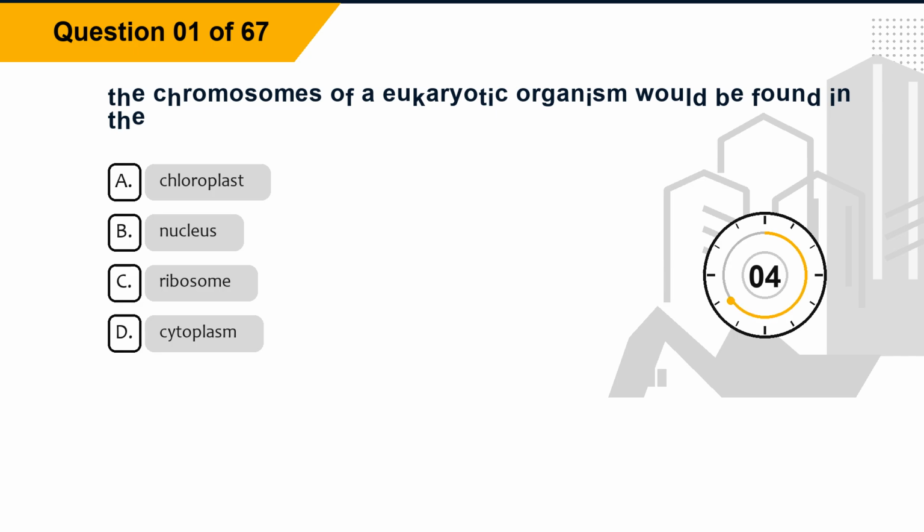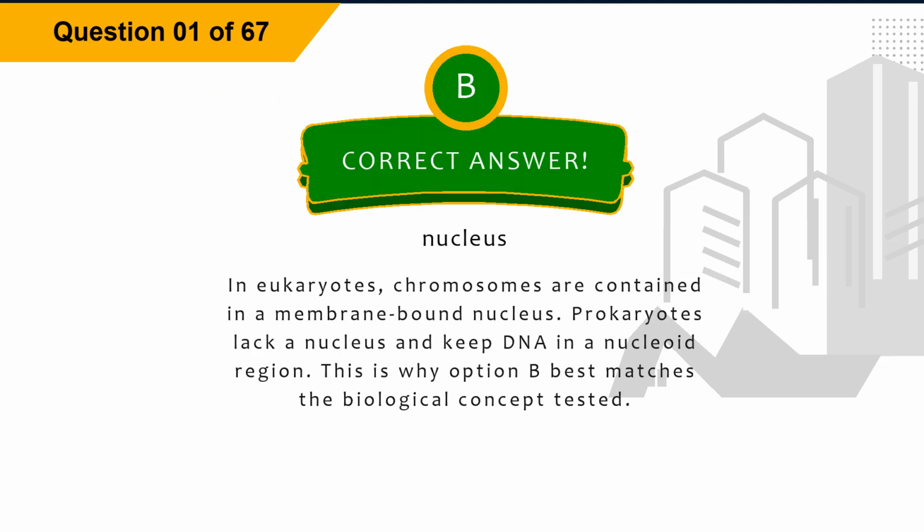Option B, nucleus. Option C, ribosome. Option D, cytoplasm. The correct answer is Option B, nucleus. Explanation. In eukaryotes, chromosomes are contained in a membrane-bound nucleus. Prokaryotes lack a nucleus and keep DNA in a nucleoid region. This is why Option B best matches the biological concept tested.